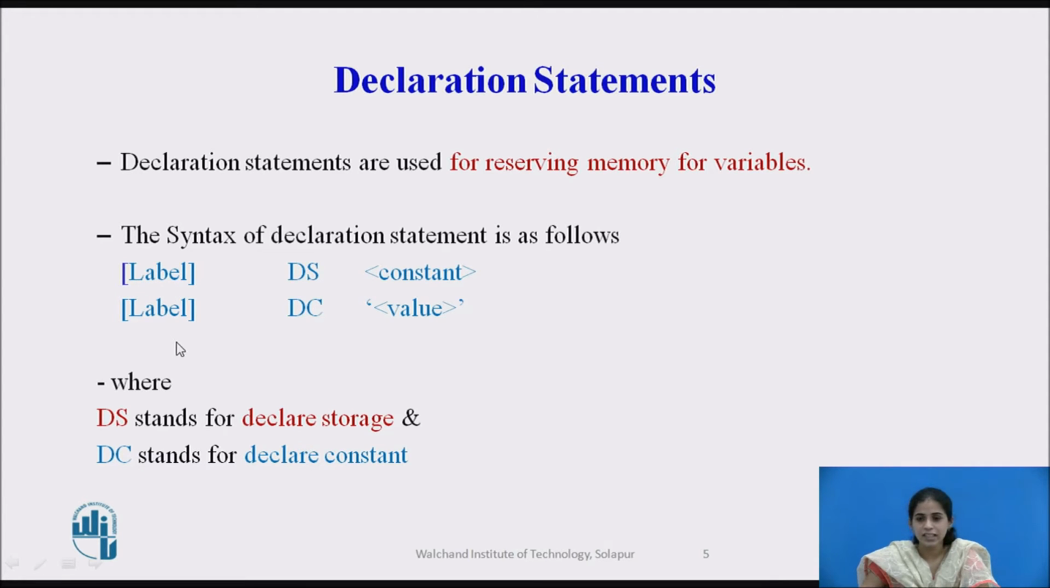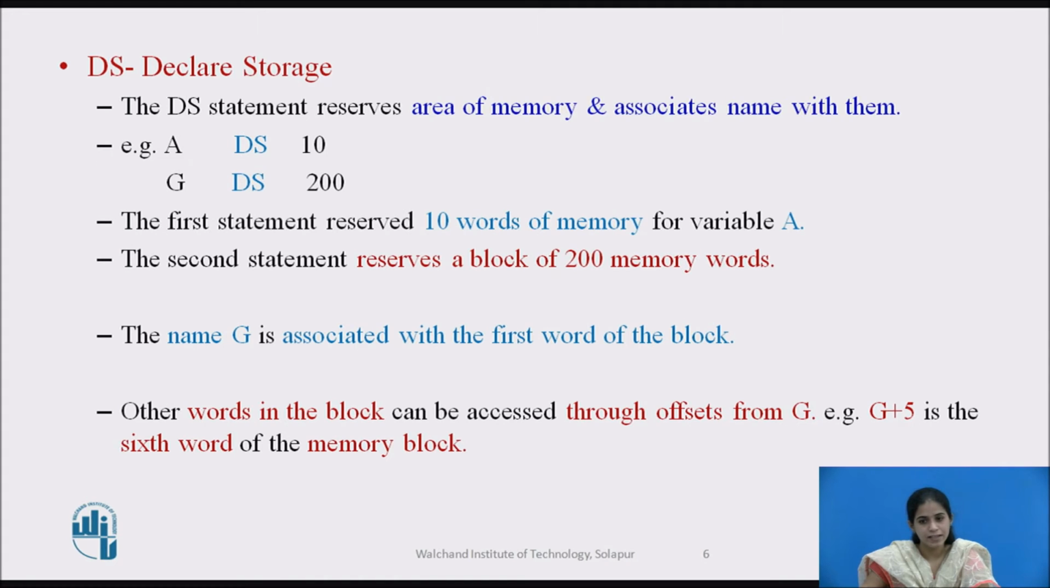After that we see the syntax for the declaration constant. The syntax is, within a square bracket the label, then DC, and within single quotes we specify the value. So basically this is the syntax of declaring the DS and DC statements. Here DS stands for declaration storage and DC stands for declare constant. One by one we will see this.